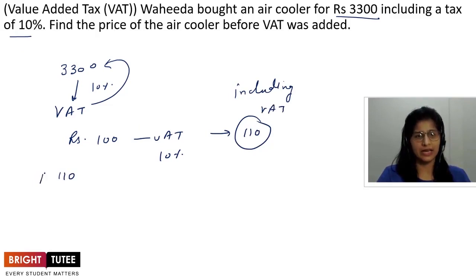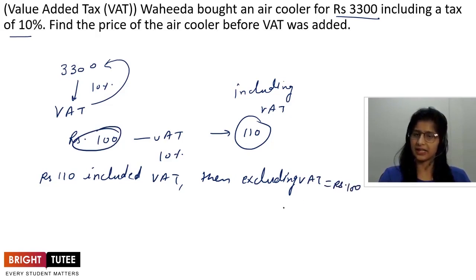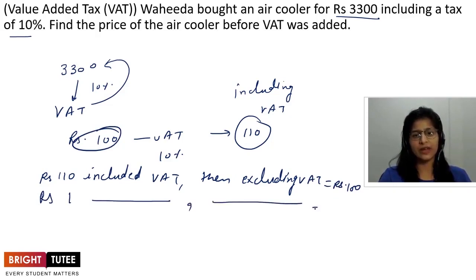So if 110 rupees is included VAT, then excluding VAT, if we exclude VAT, how much is the money? 100 rupees. Clear? Now if rupees 1 is included VAT, then excluded VAT we will have rupees 100 upon 110.